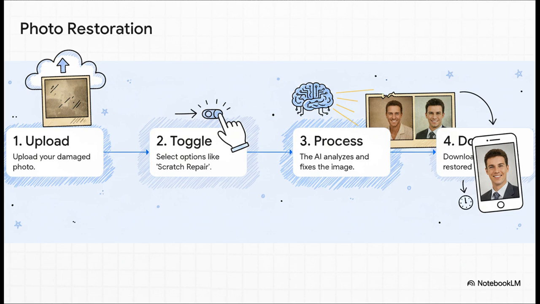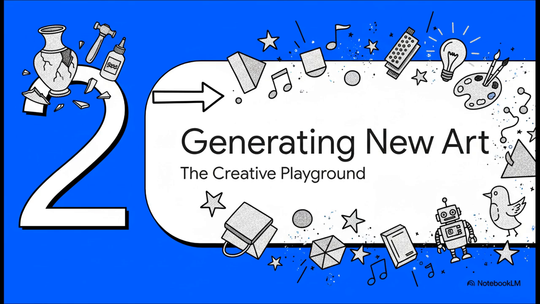And here's the best part. It is so ridiculously simple. You don't need to know anything about photo editing. You just upload your picture, click a little button that says Scratch Repair, and the AI does all the heavy lifting. A few seconds later, you can download a photo that looks amazing. That's it. But Hotpot AI is way more than just a photo fixer.